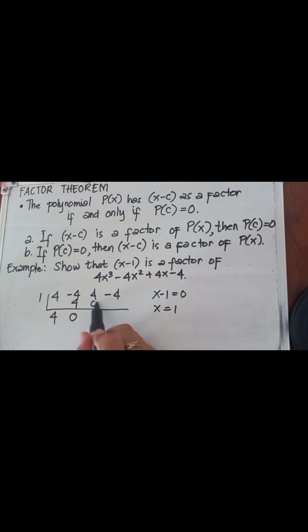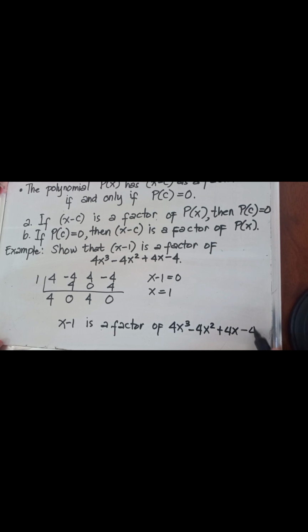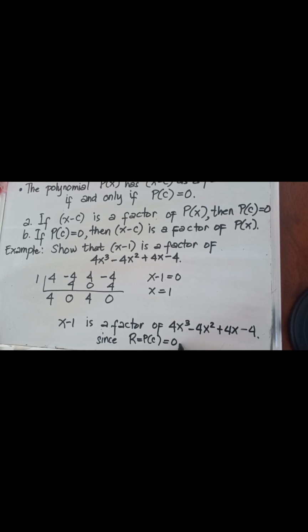0 times 1 is 0. 4 plus 0 is 4. 4 times 1 is 4. Negative 4 plus 4, then again, that is 0. So therefore, we conclude that x minus 1 is a factor of 4x cubed minus 4x squared plus 4x minus 4, since our remainder, or P of c, is equal to 0.